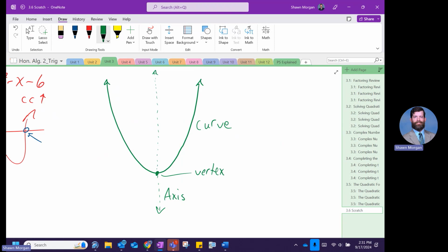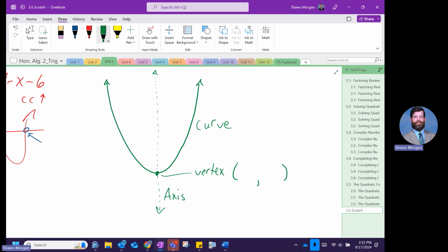And the vertex is a point. So guess what? The vertex has an x coordinate and a y coordinate. Okay. So if somebody said, hey, here's this quadratic function, find its vertex, they might know what to do. They might know how to find that vertex.